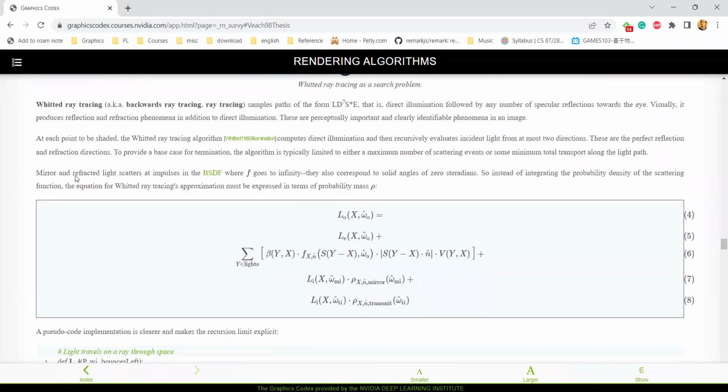Mirror and refracted light scatter at impulse in the BSDF, where f goes to infinity. Yeah, so a perfect mirror doesn't exist because f cannot go to infinity. They also correspond to a solid angle of 0 steradians. So instead of integrating the probability density of the scattering function, the equation for weighted ray tracing's approximation must be expressed in terms of probability mass.